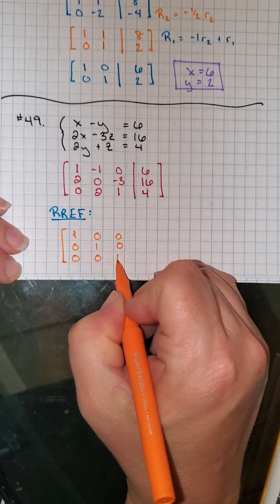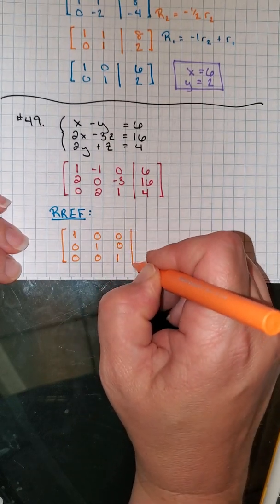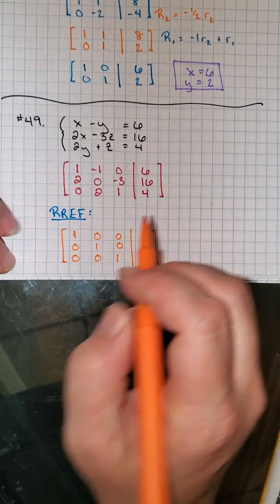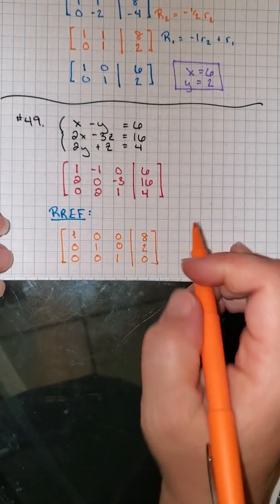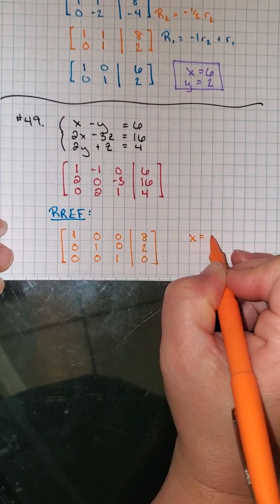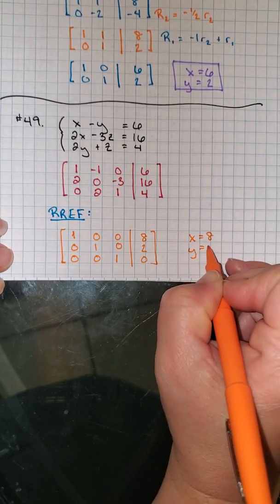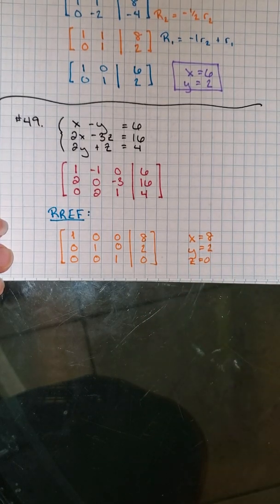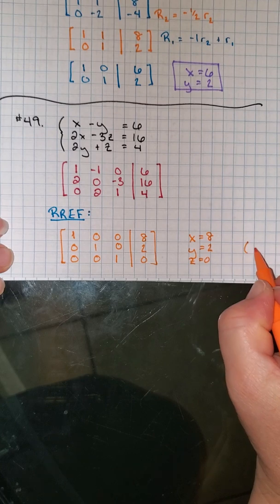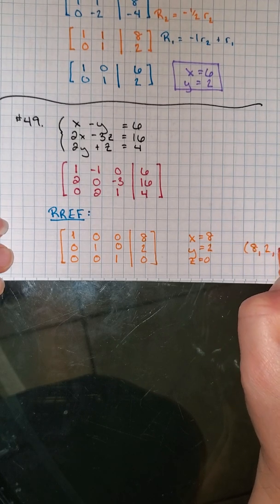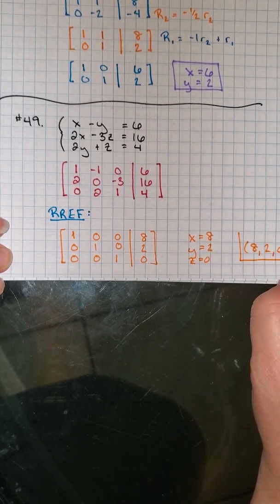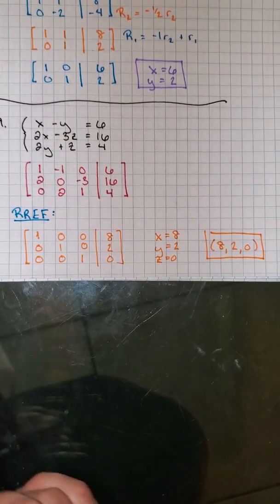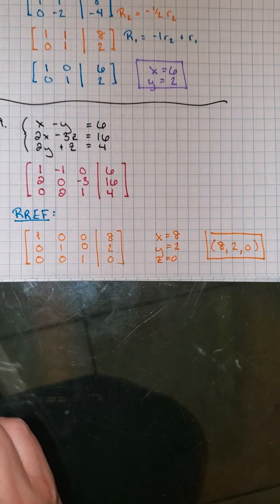0, 0, 1, and then 8, 2, 0. Having a 0 on the right hand side is actually okay, because now we just have x equals 8, y equals 2, and z equals 0, because you have the 1 there, so that makes it okay. So as a coordinate point, it's 8, 2, 0. And that's your answer. Matrices are kind of cool because you can just do that real quick.